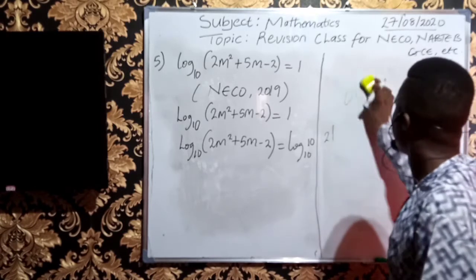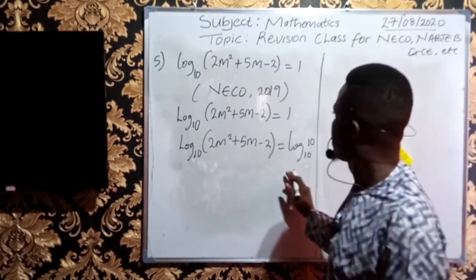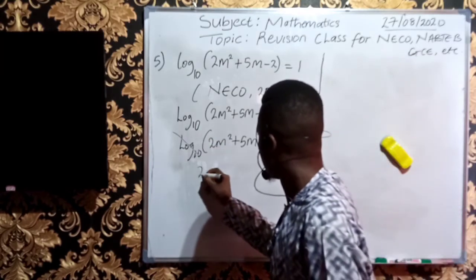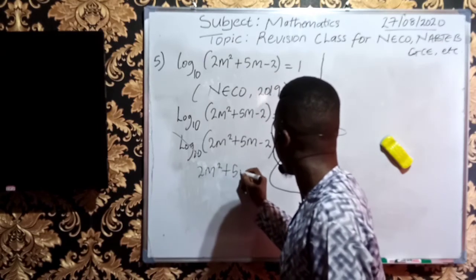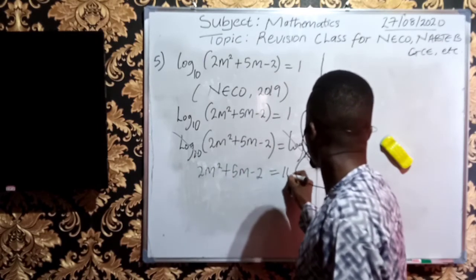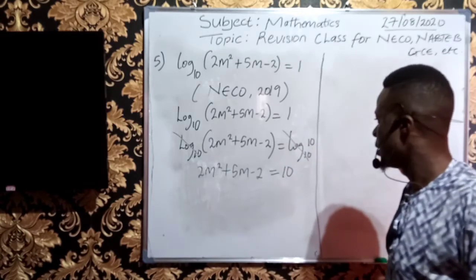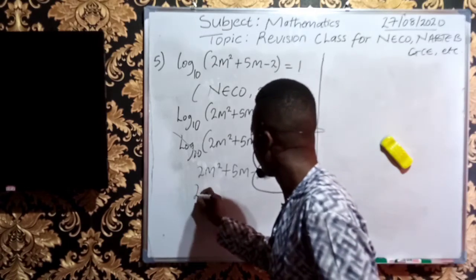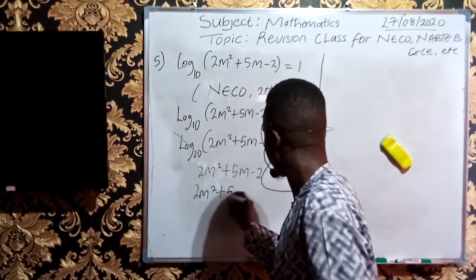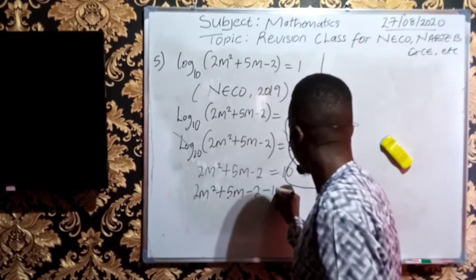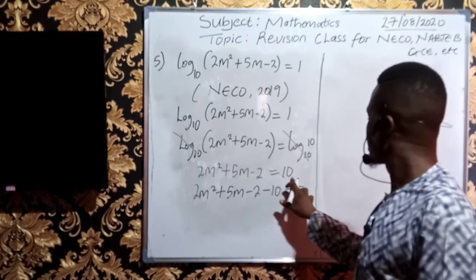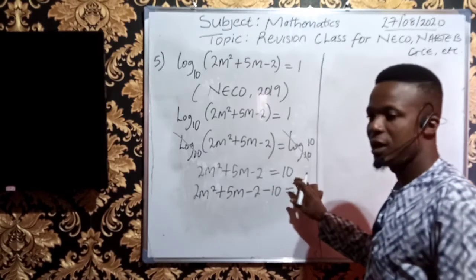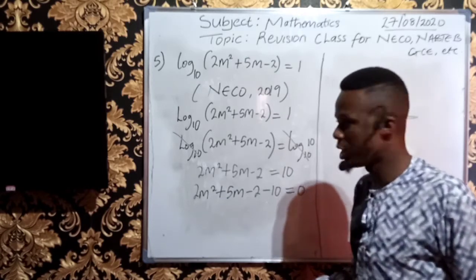That's just the idea. Okay, so coming here, having written this, log 10 can immediately cancel out log 10, so that we shall have 2m squared plus 5m minus 2 is equivalent to 10 because there is a 10 left behind here. Let me bring this 10 to the left hand side. We shall have 2m squared plus 5m minus 2 minus 10 equal to 0. When this 10 comes into this place, it will change to minus, and nothing is left at the right hand side again, so it becomes just 0.